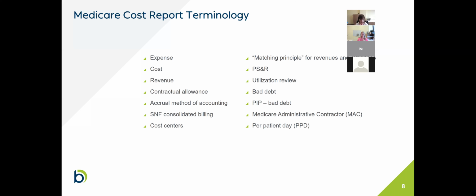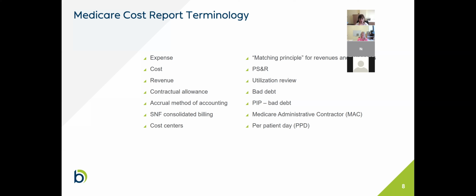Absolutely. I think the matching principle is probably the most difficult concept, or the thing that takes the most time to work through on a Medicare cost report, because we spend a lot of time looking at your expenses to make sure that certain types of expenses are recorded within the same lines so that we can get to that matching principle.